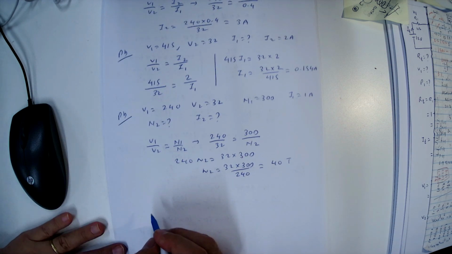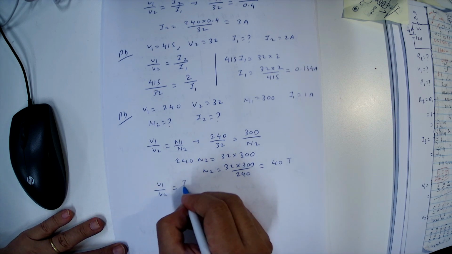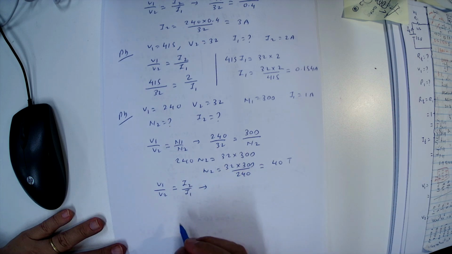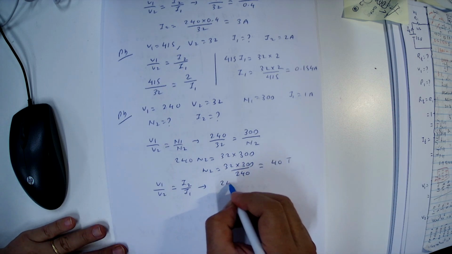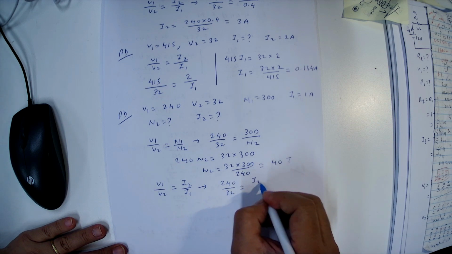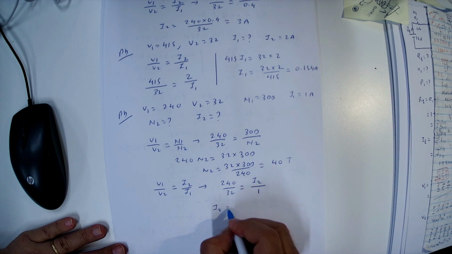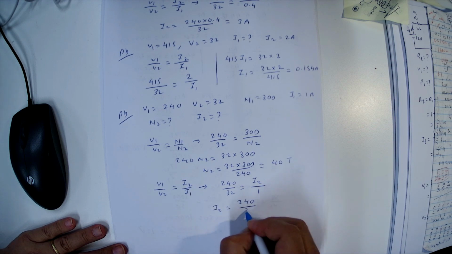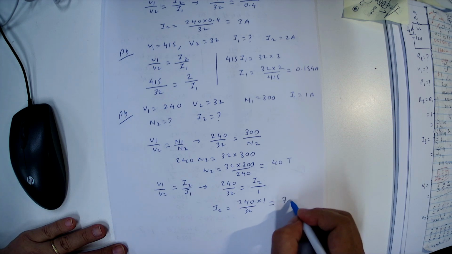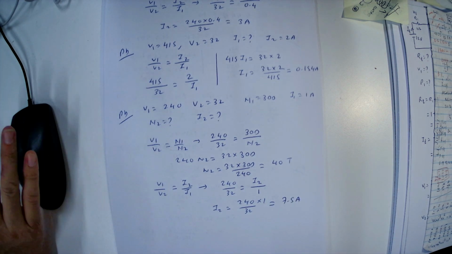And the secondary current needs to be calculated as well. V1 by V2 equal to I2 by I1. From here, we substitute V1 240, V2 32. I2 needs to be calculated. I1 is 1. So I2 is equal to 240 by 32 multiplied by 1. So that will be 7/5 ampere. The secondary current equal to 7/5 ampere we got.